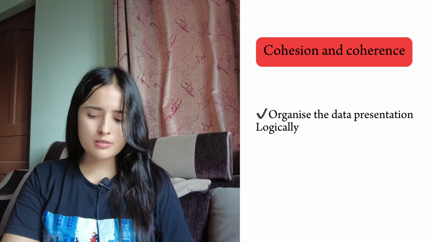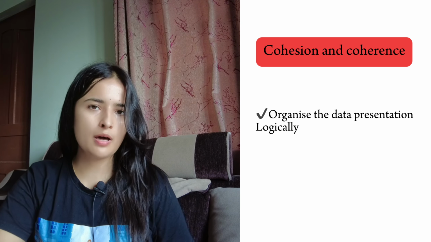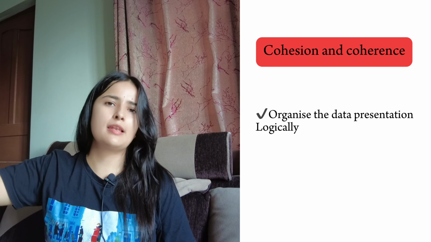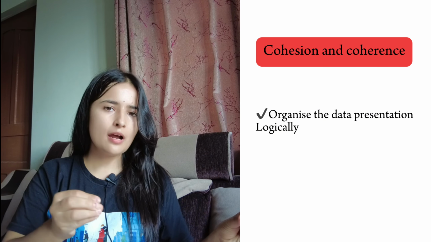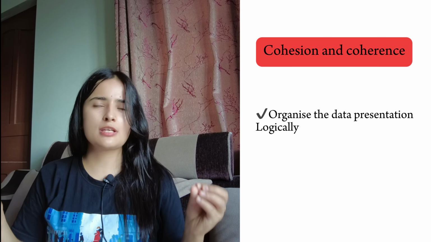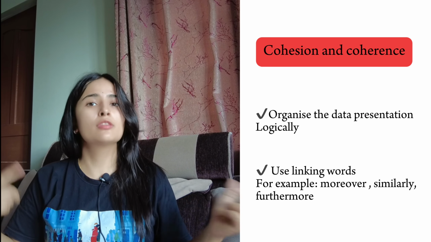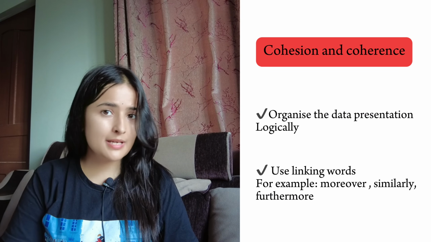If the data starts from 1981 to 2011, start from 1981 and go to 2011. Don't mix and match the years, such as one data comes after another, and try to use connectives such as moreover, similarly, furthermore, to give a little bit of cohesion in representing the data. You should also separate the paragraphs, separate the first paragraph from the second with one line in between. That also adds to cohesion.